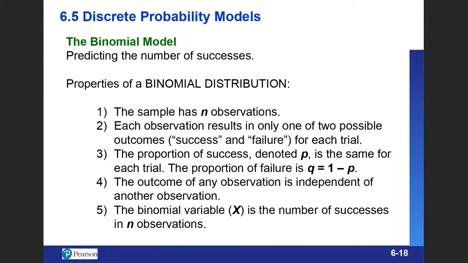And the fifth property says the binomial variable x is the number of successes in n observations. So that's just a statement. Whenever we use x, we're referring to a binomial variable. Remember, x is our random variable. It's discrete. Values are 0, 1, 2, 3, and so on. So it could be 0 successes, 23 successes in our sample size of n. So I said that the binomial model is used a lot in many different industries. I'll give you a quick example.